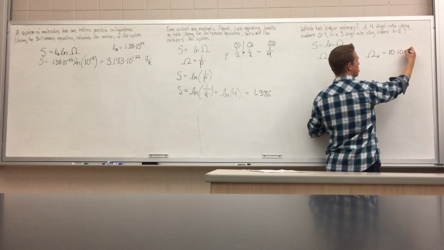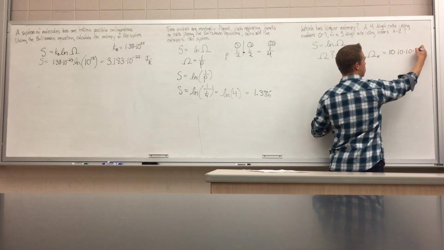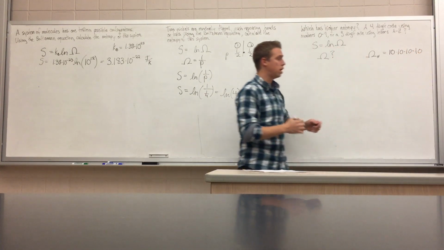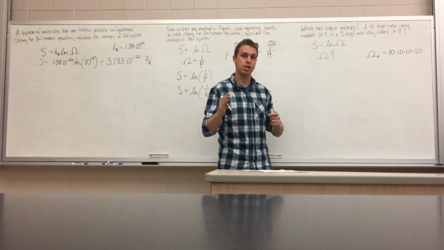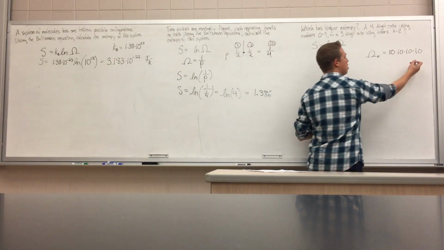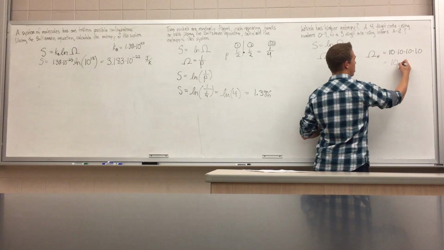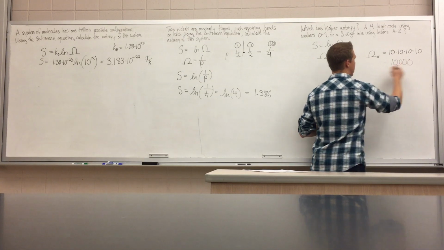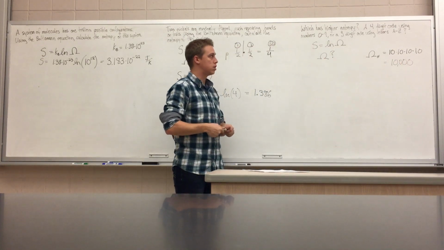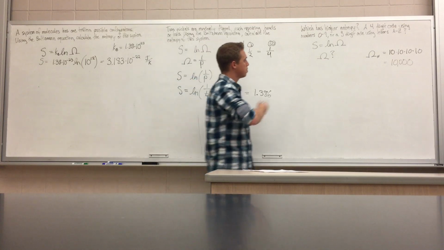For the second number, we have 10, as well as for the third. So each one of those, there's 10 possible digits, 0 through 9. We can multiply them all up, and we get 10,000 for omega using a 4-digit code with numbers.